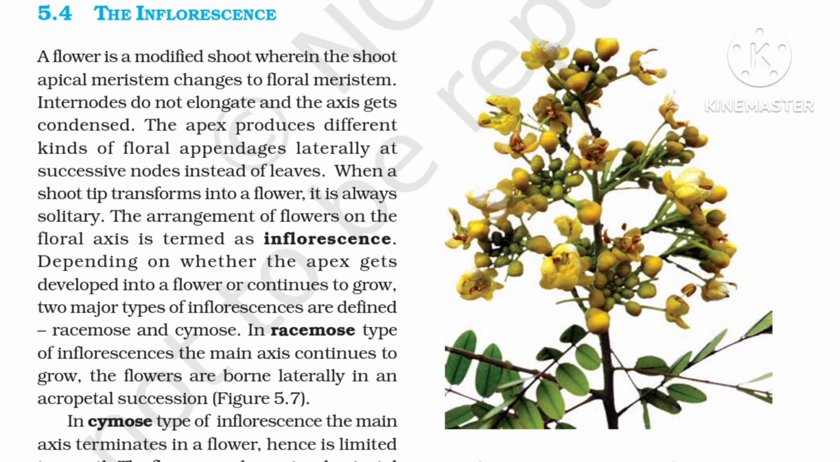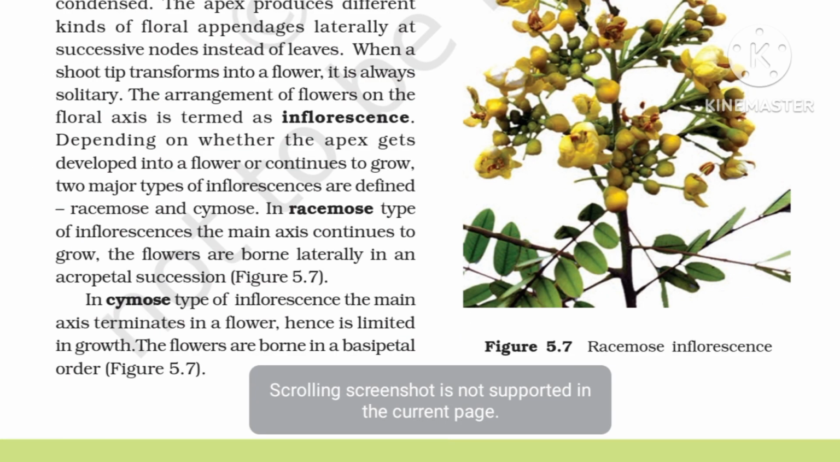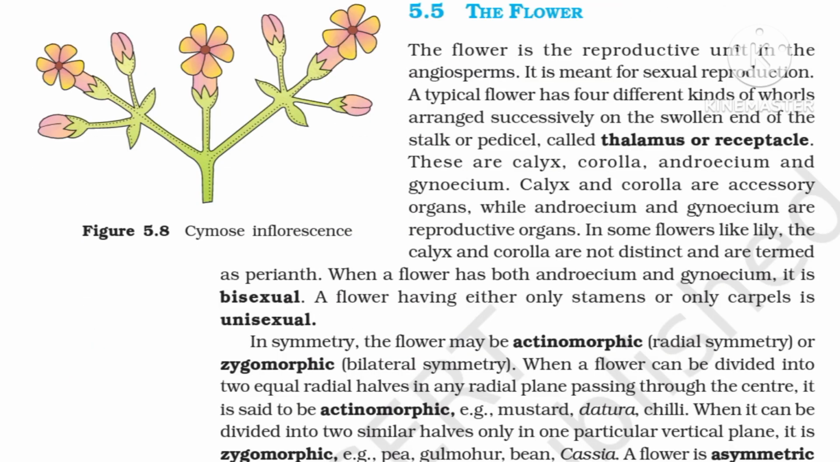Depending on whether the apex develops into a flower or continues to grow, two major types of inflorescence are defined: racemose and cymose. In the racemose type of inflorescence, the main axis continues to grow. The flowers are borne laterally in an acropetal succession. In the cymose type of inflorescence, the main axis terminates in a flower, hence is limited in growth. The flowers are borne in basipetal order.